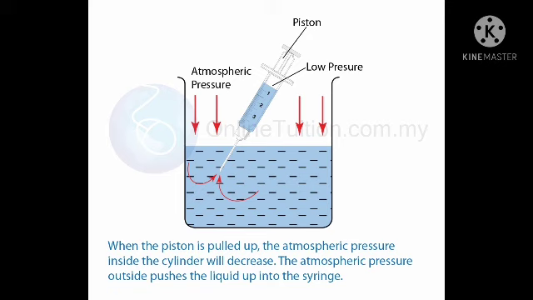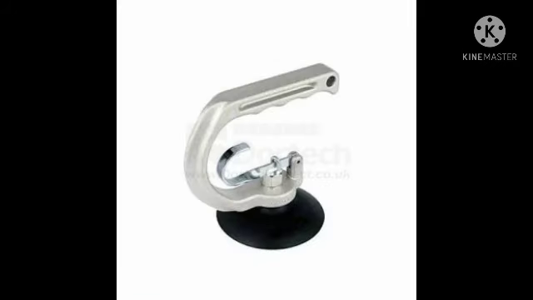So what will happen, the medicine will be taken from a small bottle, is it? So how does this medicine enter into the syringe? What is happening there is, when you pull the piston, the pressure inside that small cylinder will be less. Low pressure will be there, but the atmospheric pressure outside is more, so that will push the liquid up into the syringe, and that is how the liquid will enter into the syringe.